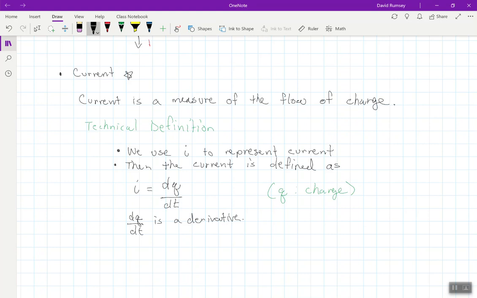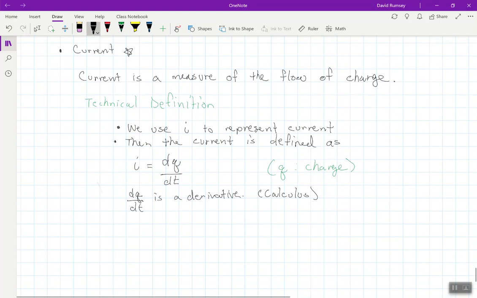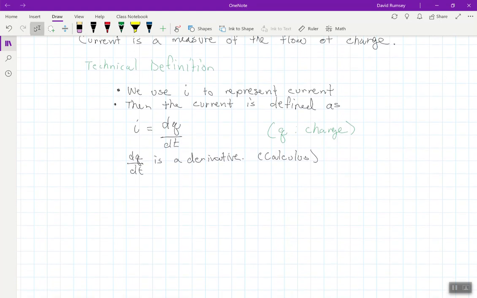And this is something that's talked about in calculus. Now, not all of you have had calculus at this point, which is fine. We don't really need it for this course. You might say, well, current is defined using some calculus. Right here, you have it. But for our purposes in the course, we can think of it in more general terms and not worry so much about the precise technical definition.